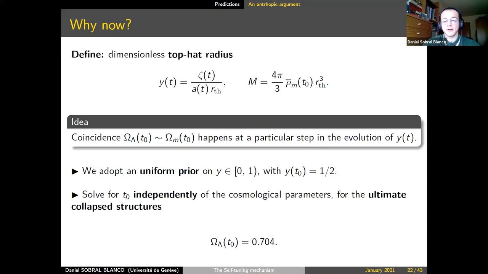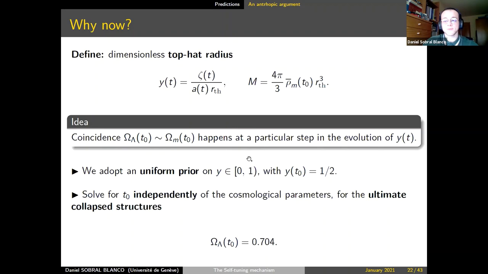Using the equations of the spherical collapse model, we can define some parameters here, a dimensionless parameter where we have the radius of the observable universe and the top hat radius, where this is the density inside the patch, and this depends on time. We can adopt some kind of statistical analysis, a uniform prior on this parameter. And we take that today this parameter is 1/2, which means that there is as much evolution behind us as there is still to happen in the future for our maximally bound structure.